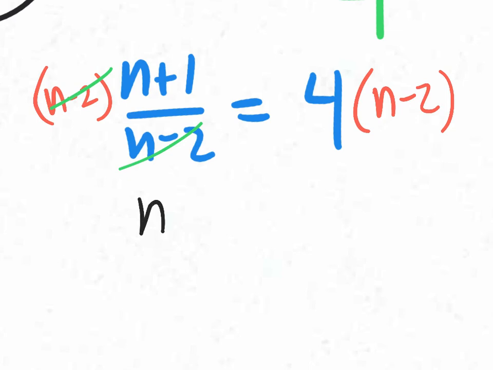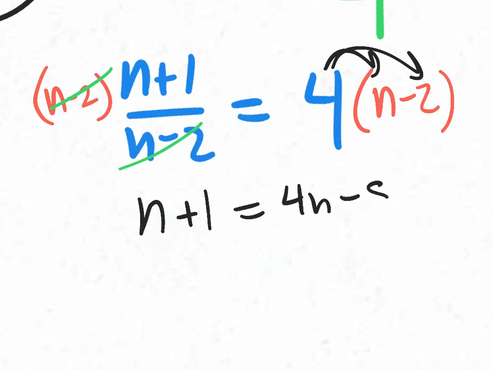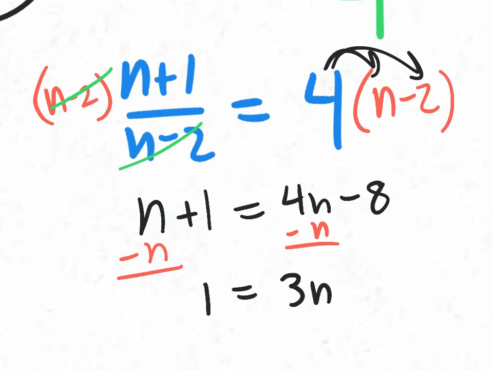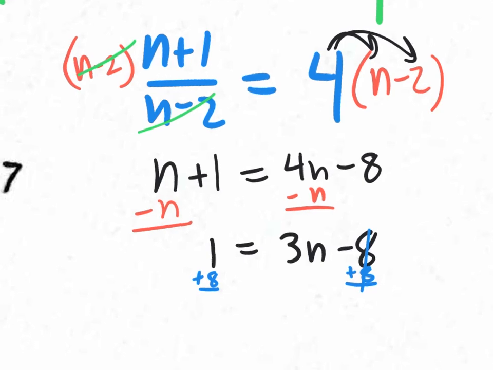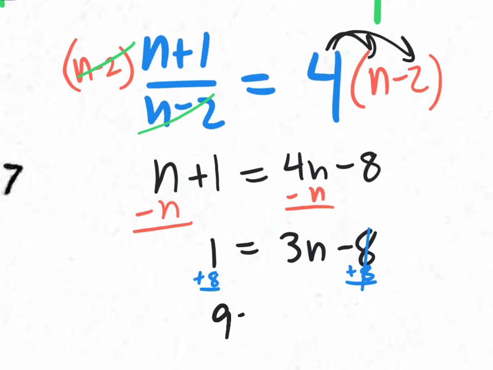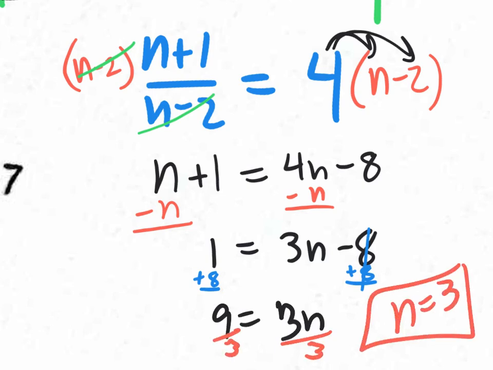So we have n plus 1 equals 4 times n is 4n. 4 times negative 2 is negative 8. And now you can just solve this guy by moving the n's to one side. You know what? Let me move this n to the right. So that way it'll keep it positive. We'll have 1 equals 3n minus 8. And let me move the negative 8 over to the other side by doing the opposite, plus 8. So I now have 9 equals 3n, and divide by 3, n equals 3. Done.